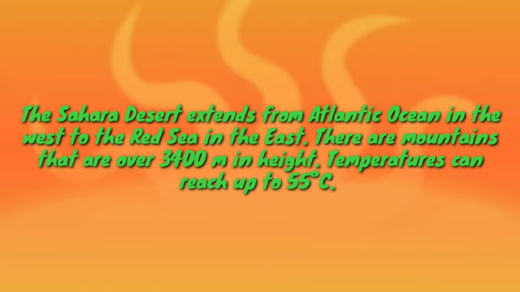The Sahara Desert extends from the Atlantic Ocean in the west to the Red Sea in the east. There are mountains that are over 3,400 meters in height. Temperatures can reach up to 55 degrees Celsius.